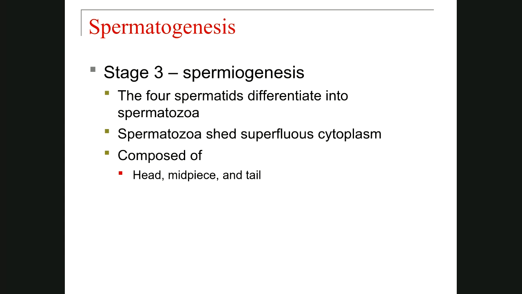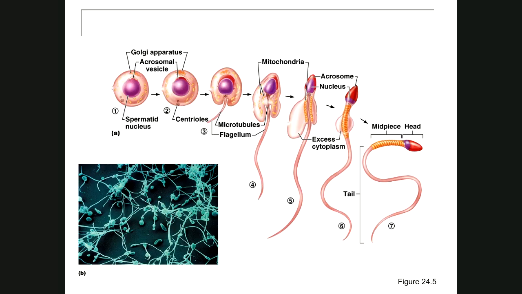And now we have a spermatid. These spermatids need to do spermiogenesis. By this spermiogenesis, the spermatids differentiate into spermatozoa, or we can use the simpler word, sperm. The sperm sheds superfluous cytoplasm. I will show you what happens here. And the sperm contains a head, midpiece, and tail. Look at it.